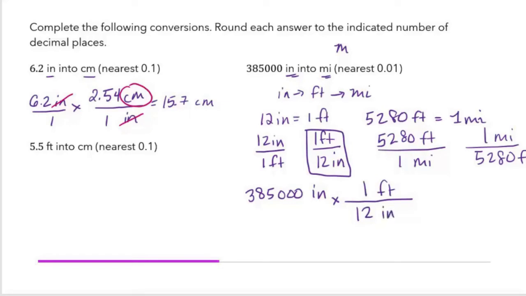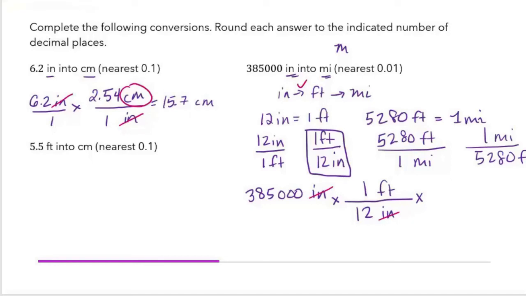If I stopped right now, I could cancel inches from the numerator and the denominator, do the multiplication of the numbers, in this case 385,000 times 1 divided by 12, and I would have a unit in feet. But the nice thing about this approach is I don't have to stop and do that calculation. I can chain on a second conversion factor. Again, I'm currently in feet because inches will cancel. So we've made it through the first step, and our next job is to convert whatever this number is in feet into the units of miles.